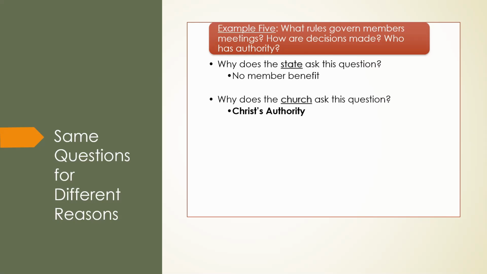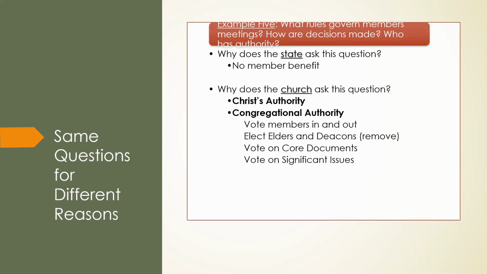Well, we as a Baptist church want to know how Christ declares that we should be governed. In Scripture, we see that Christ has ultimate authority over the church. He also has given authority to the local congregation to vote members in and out, to elect elders and deacons and remove them, to vote on core documents and vote on significant issues. As well, there is elder authority. Elders are given the authority to lead and to teach. Again, you can see the same questions are being asked for different reasons.